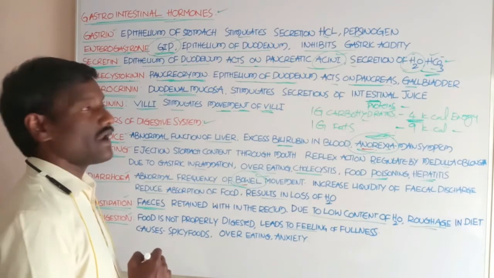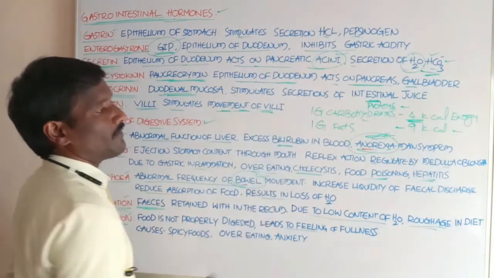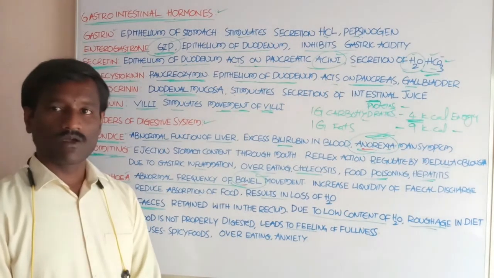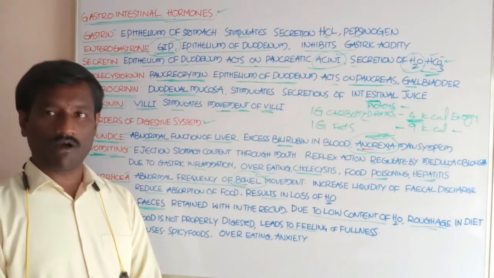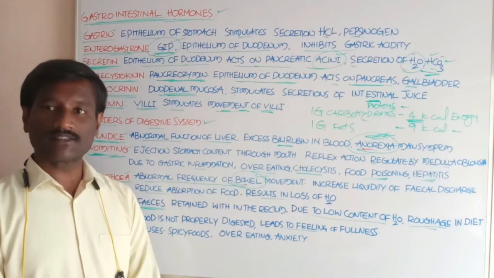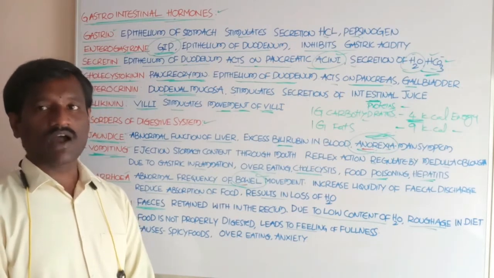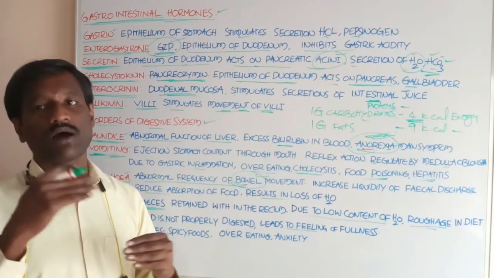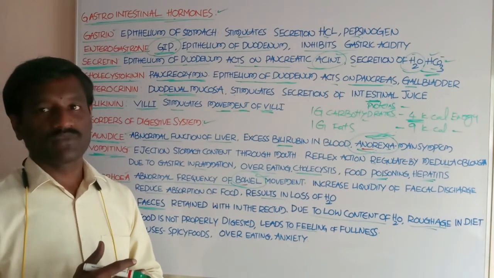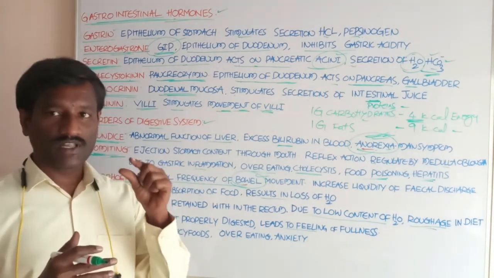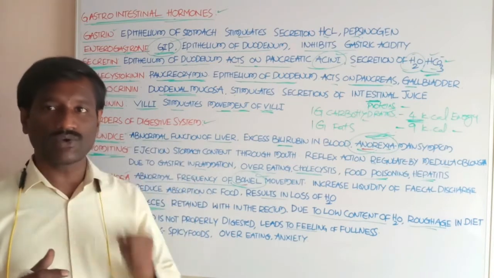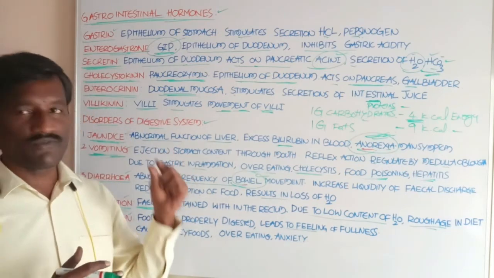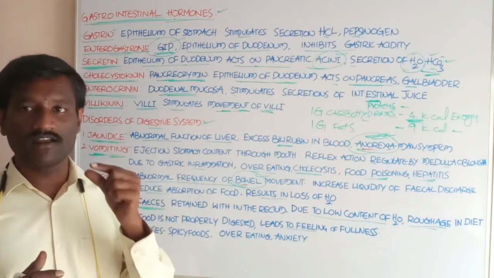Okay, students. Next, what about the content present in the daily food? It is mainly in the form of macromolecules, in complex form: carbohydrates, proteins, and fats. After digestion, these are converted into simple absorbable substances. Carbohydrates convert into simple sugars, proteins are digested into amino acids, and fats are digested into fatty acids and glycerol.